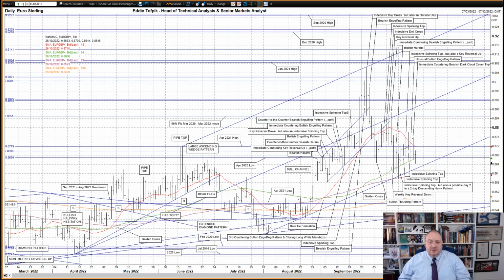Euro sterling. An immediate countering bearish dark cloud cover pattern type yesterday as the market tries to offset the previous session's unusual bullish engulfing pattern. The action also counts as the previous session's not only breach but also close over the recent overhead cap of the April 2021 high at 87.19.